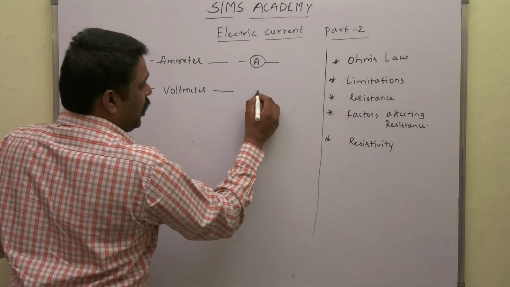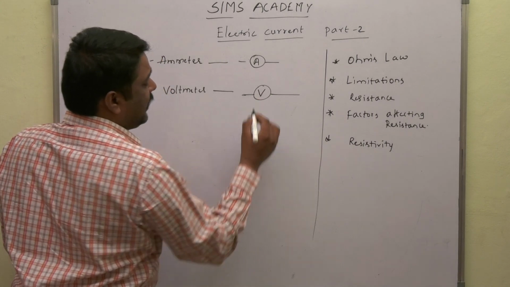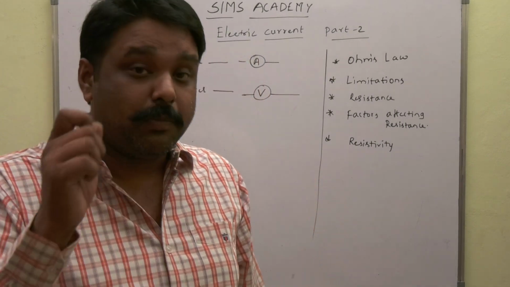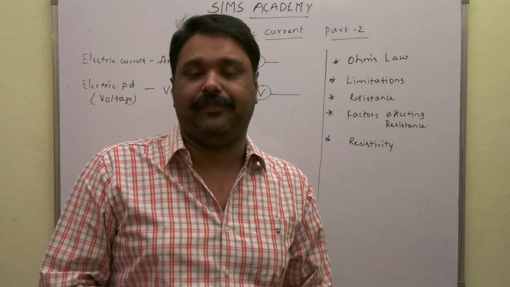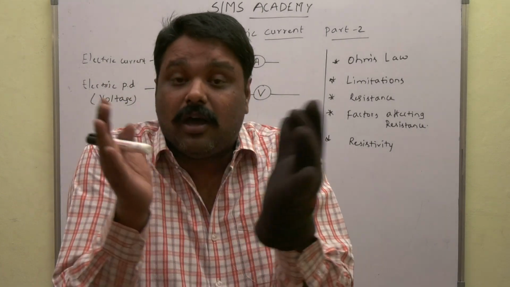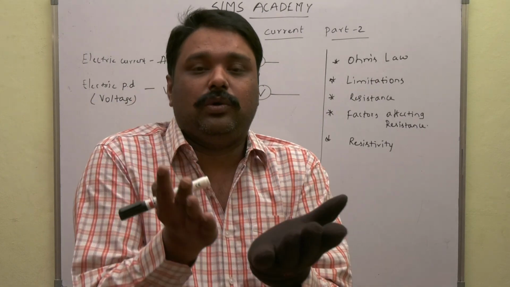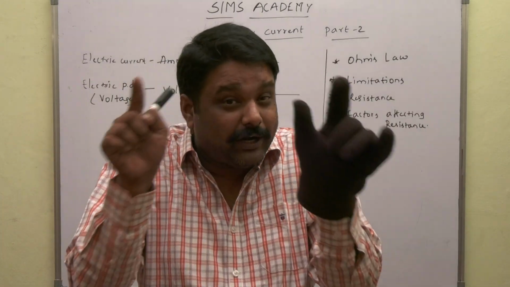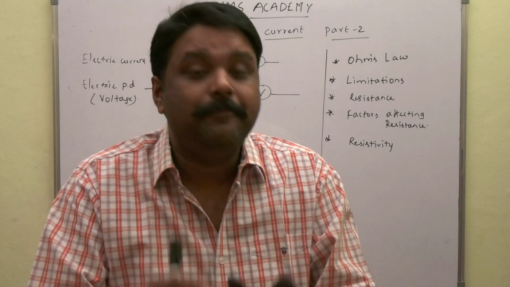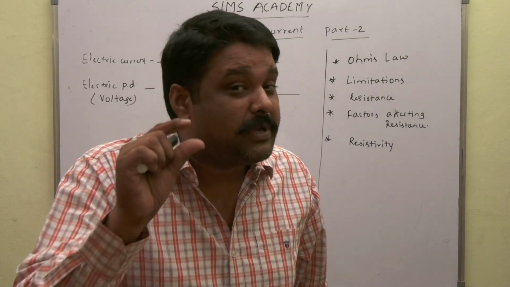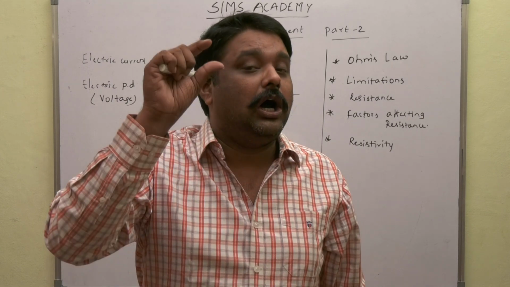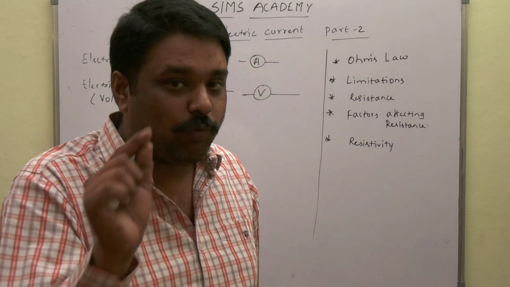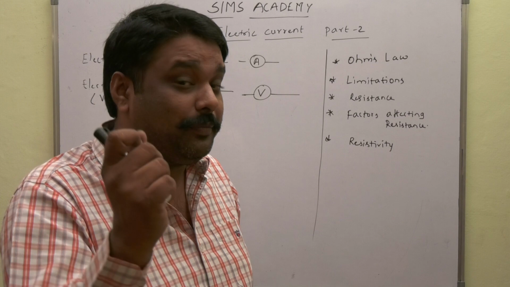voltmeter. Don't get confused between voltmeter and voltameter. A voltmeter is a device which measures voltage or electric potential difference, and a voltameter is a vessel in which we carry out the process of electrolysis. The instrument which measures electric potential difference or voltage in the given circuit is called a voltmeter. Volta, volt, a small difference we have to observe.